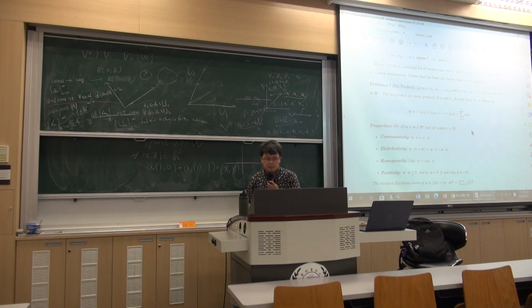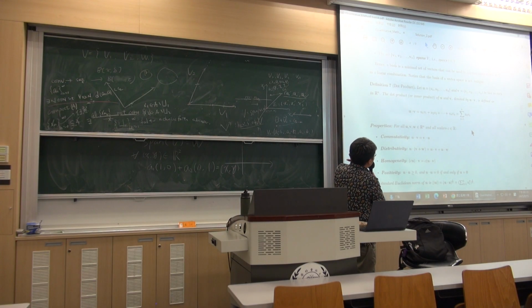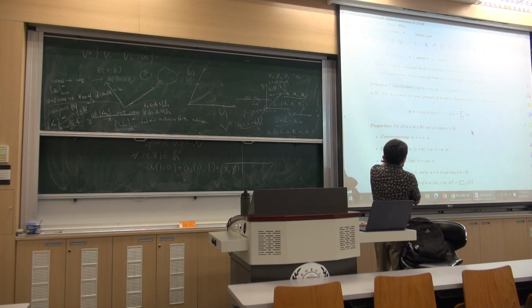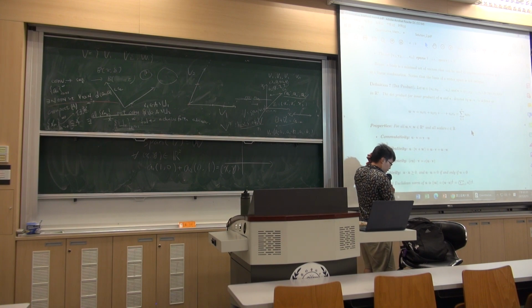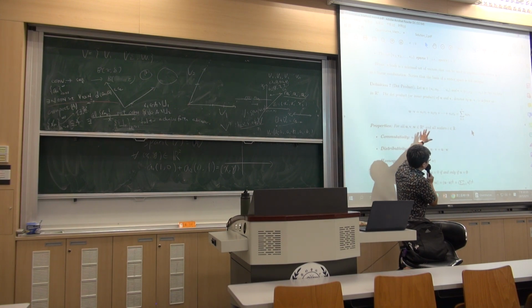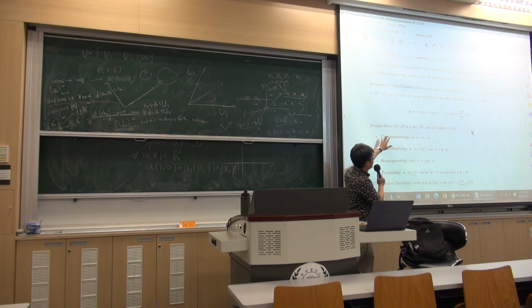Dot product. Okay, so this is the definition of the dot product. We have two vectors, u and v here, and you just multiply each coordinate and then sum them up. That is how you calculate the dot product here.